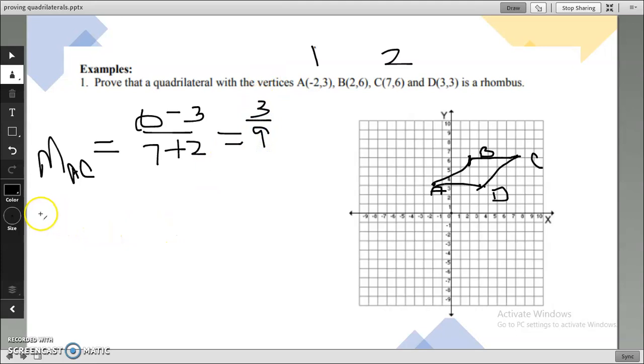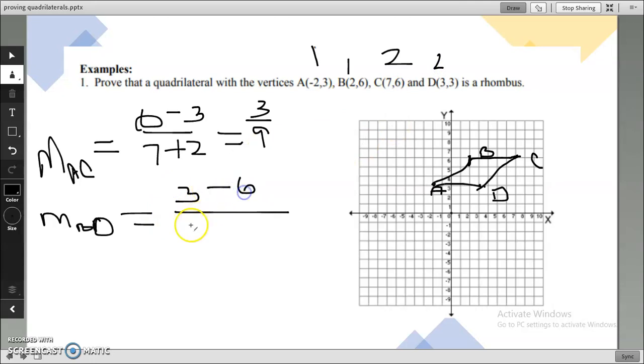Now let's do BD. So my slope for BD. So I'll make this my point 1 and this my point 2. So that would be y2, which is 3, minus y1, which is 6, over x2, which is 3, minus x1, which is 2. And I get -3 over 1.